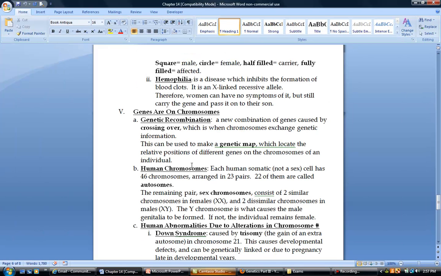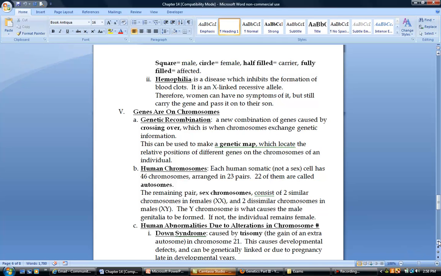Okay, now we've talked about human chromosomes. Now we have 23 pairs. 22 of them are not sex cells, and so those are going to be called autosomes. And the remaining pair is called the sex chromosomes. And females are going to be XX, and males are going to be XY. So technically, we all start out the same, and then that Y chromosome would be what would trigger a male to create secondary male characteristics. So if it doesn't have that Y chromosome, then the individual is just going to remain a female.